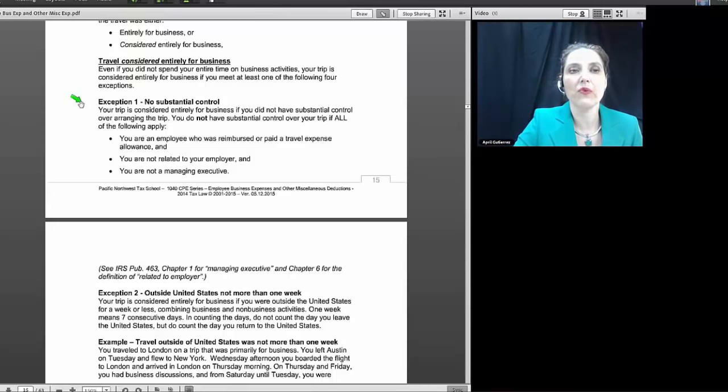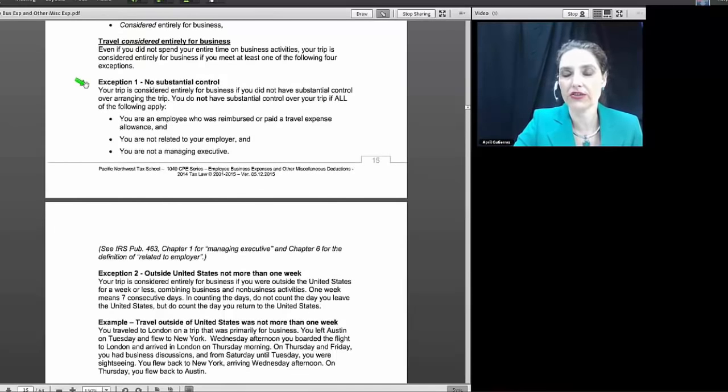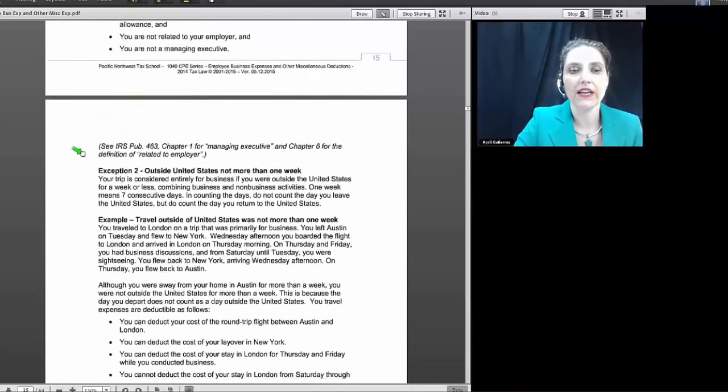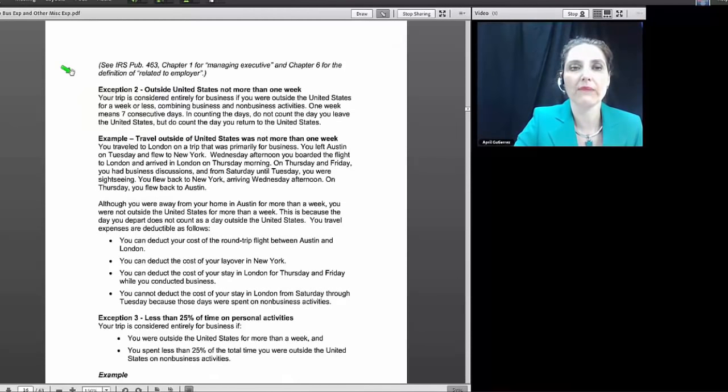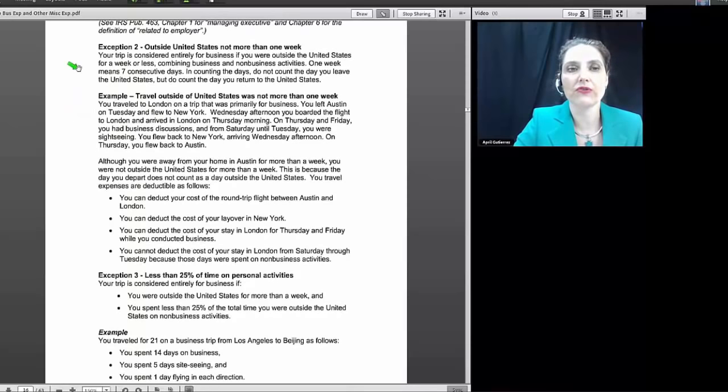Under exception number 1, you have no substantial control over the trip. The trip is considered entirely for business if you did not have substantial control over arranging the trip. You do not have substantial control over your trip if all of the following apply. You are an employee who is reimbursed or paid a travel expense allowance, and you are not related to your employer, and you are not a managing executive. And you can refer to Publication 463, Chapter 1 for Managing Executive, and Chapter 6 for the definition of related employer.